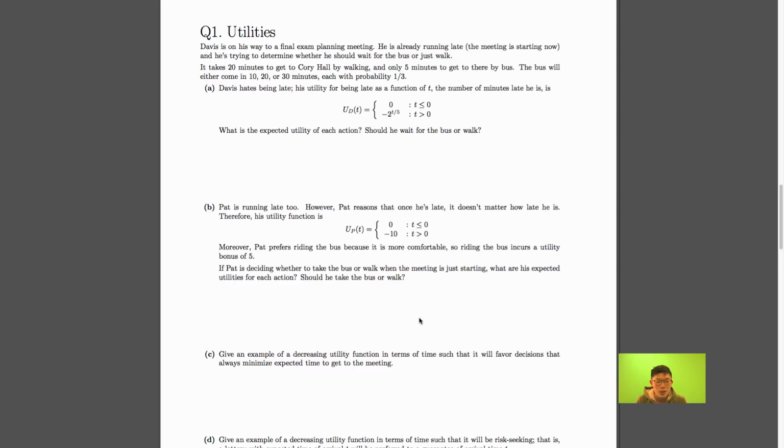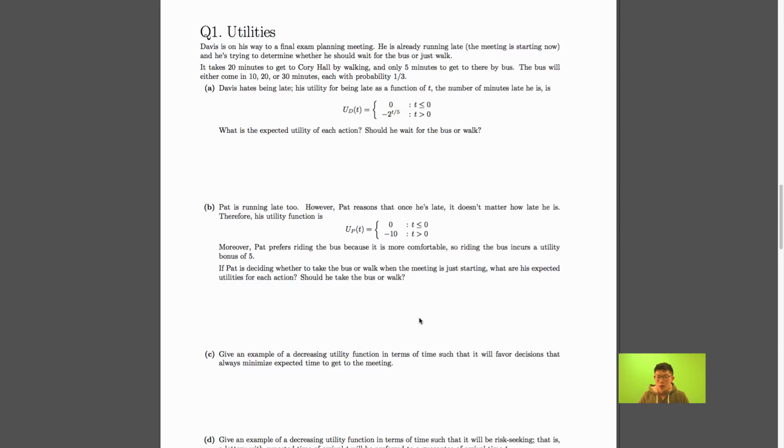Hi everybody. So question 1 is a question on expected utilities and the impact of utility functions on optimal actions. In this problem, Davis is trying to get to his meeting, and he has the options of either walking or taking the bus. If he walks, it will guarantee that he will be only 20 minutes late. And if he takes the bus, it will come in either 10, 20, or 30 minutes.